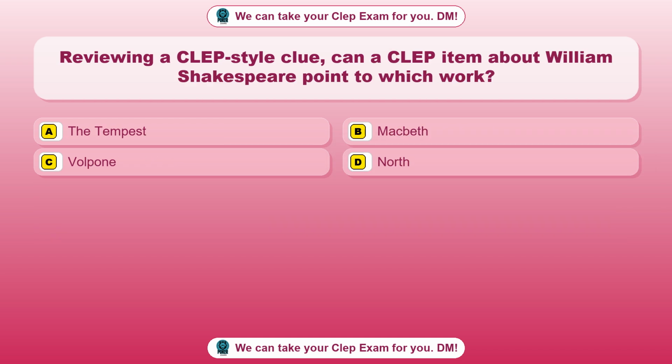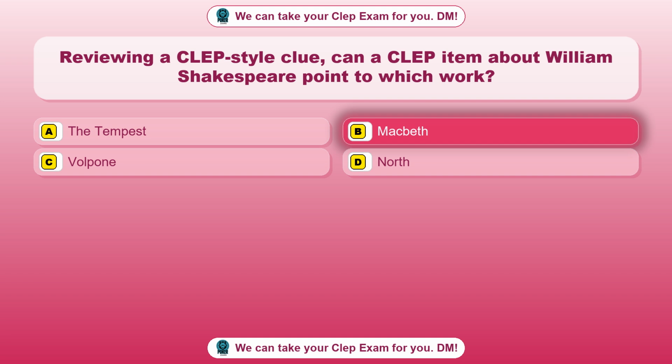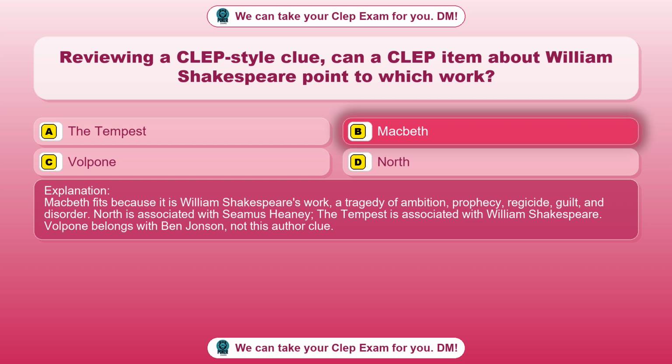Question 96. Reviewing a CLEP-style clue, can a CLEP item about William Shakespeare point to which work? Option A, The Tempest. Option B, Macbeth. Option C, Volpone. Option D, North. The correct answer is option B, Macbeth. Macbeth fits because it is William Shakespeare's work, a tragedy of ambition, prophecy, regicide, guilt, and disorder. North is associated with Seamus Heaney, The Tempest is associated with William Shakespeare. Volpone belongs with Ben Jonson, not this author clue.